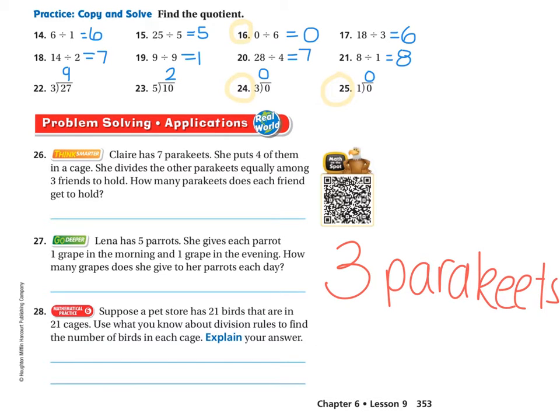If I continue to read carefully, it says she divides the other parakeets, remember that's our 3, equally among 3 friends to hold. So that would be our 3 parakeets divided by 3 friends. 3 divided by 3 equals 1. So our answer is 1 parakeet.